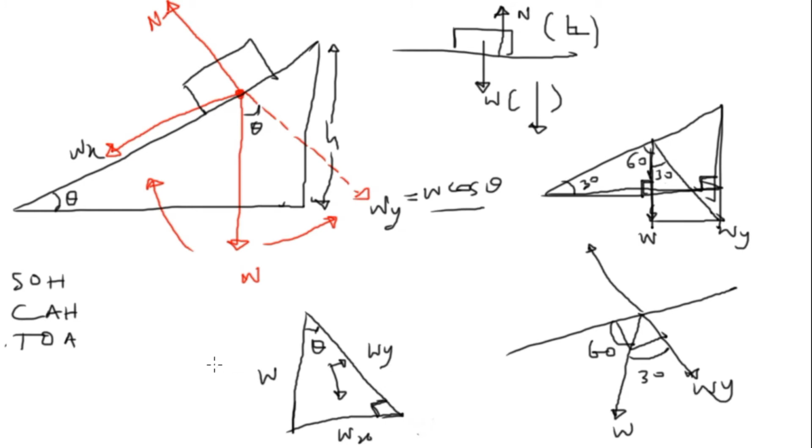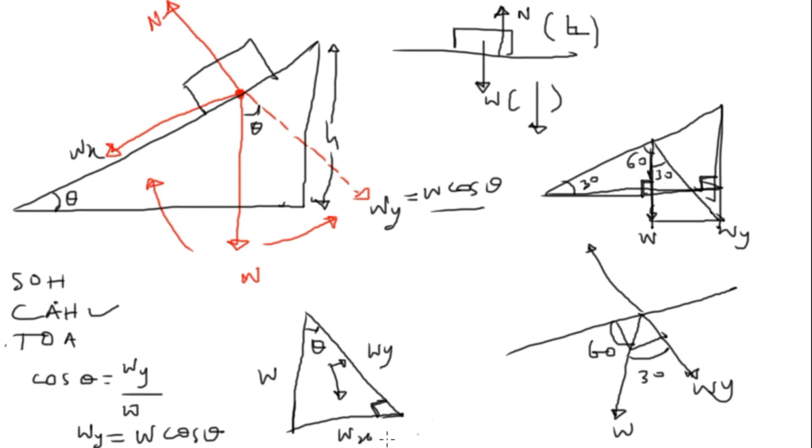In SOHCAHTOA, the cosine of angle theta is equal to the adjacent. The adjacent in this case is wy, upon the hypotenuse, which is w. That means wy is equal to w cos theta. Okay, so that's how we have this.